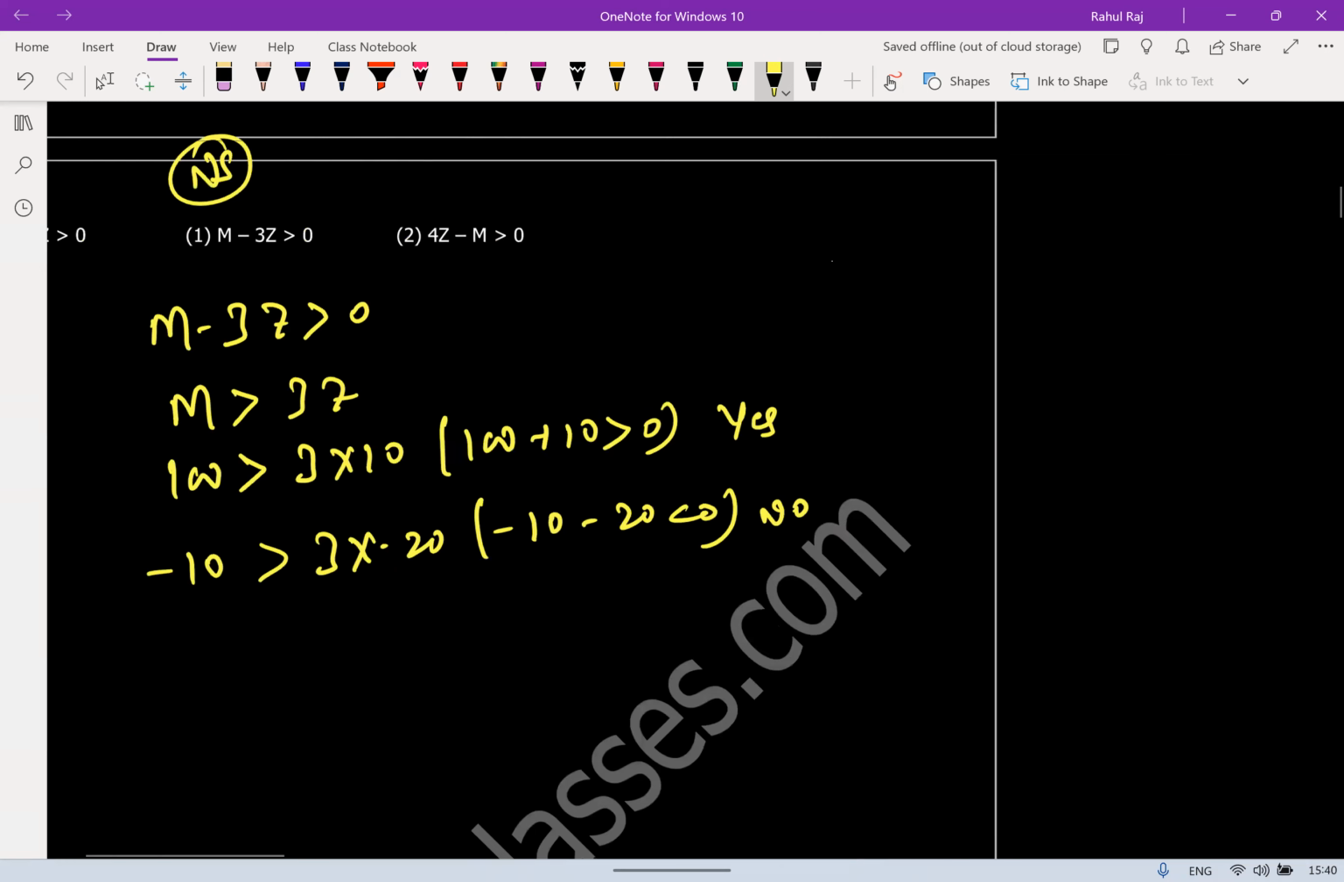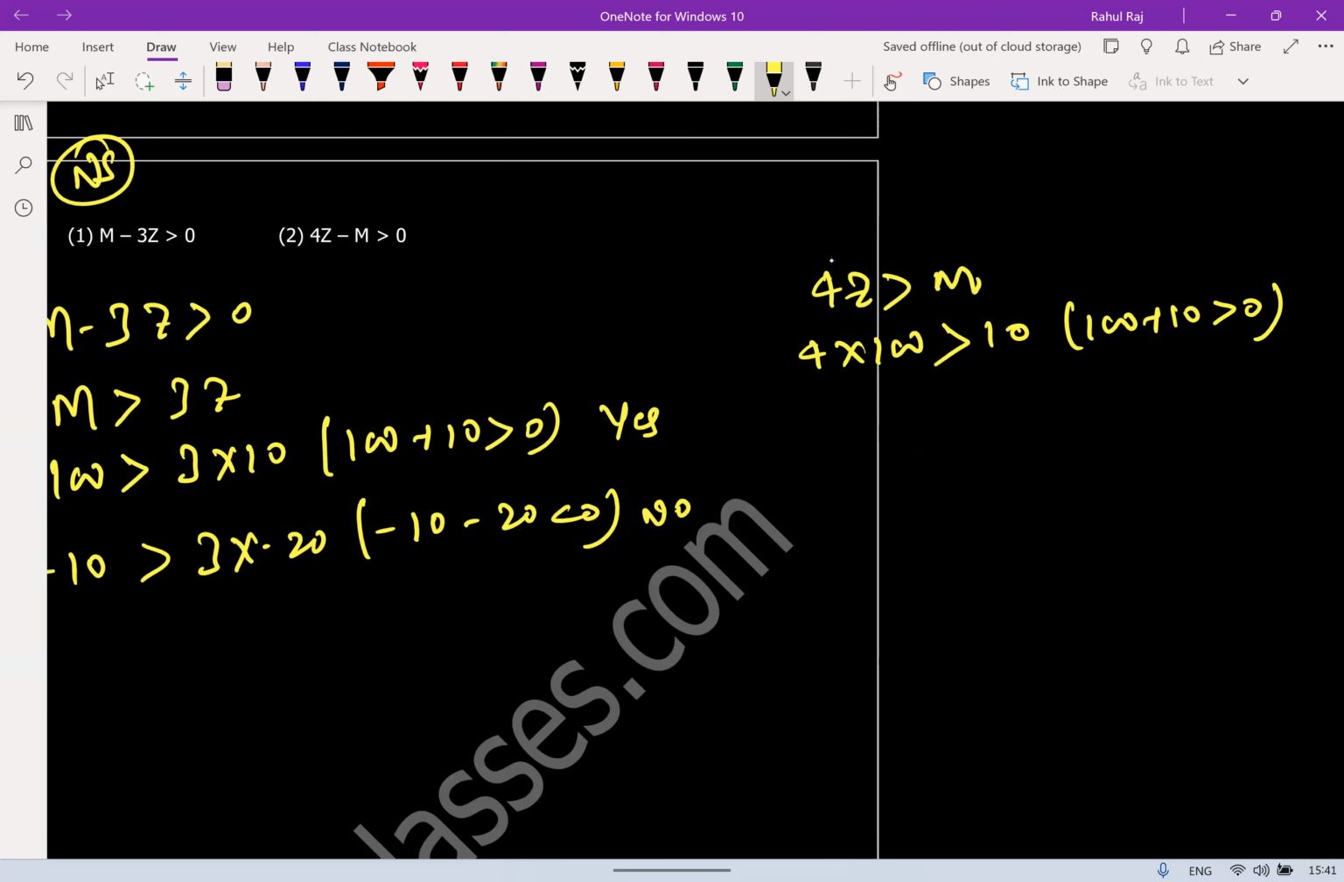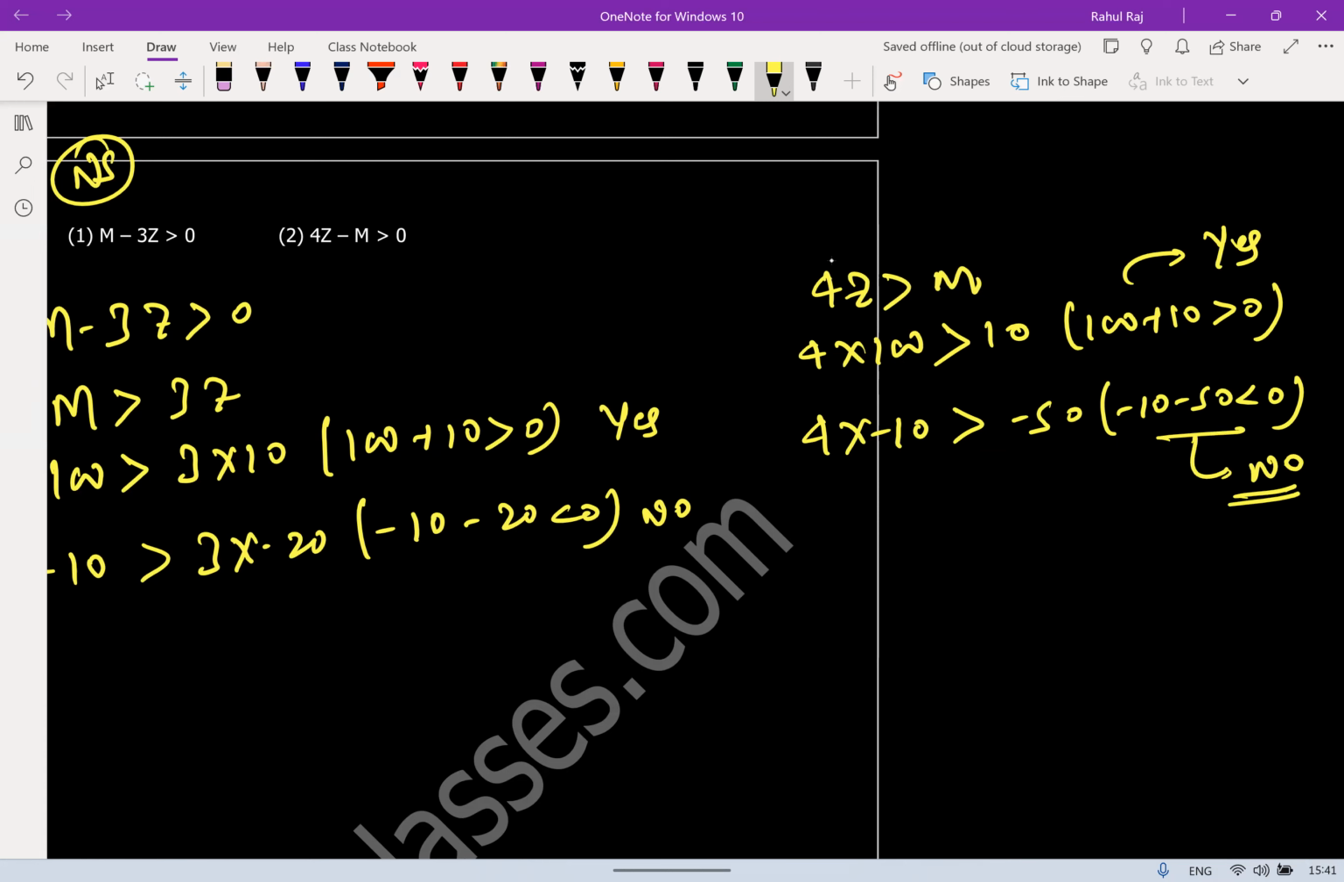And the same logic goes with 4z minus m. So 4z is greater than m. I can say 4 into 100 is greater than 10. That is 100 plus 10 is greater than 0. I can also say 4 cross negative 10 is greater than minus 50, because I have no idea about z and m. It just says 4z is greater than m. Can you conclude that m plus z is greater than 0? Maybe, maybe not. So here it is minus 10 minus 50, less than 0. In one case m plus z is greater than 0, a yes situation. In the other, m plus z is less than 0, a no situation. So it is not sufficient for sure.